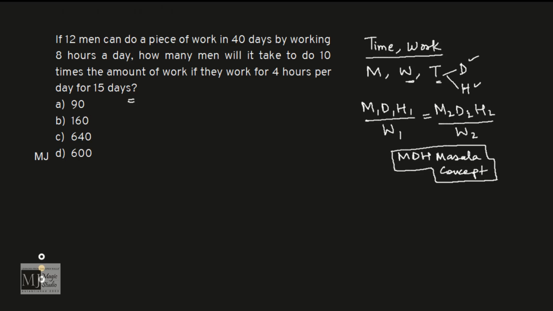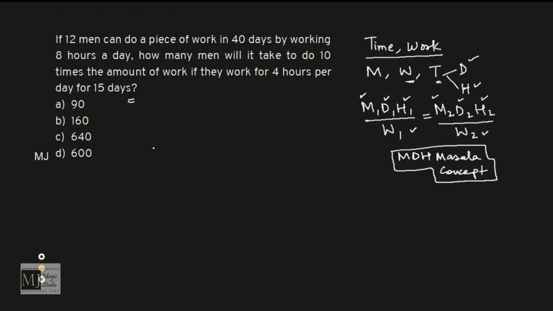MDH: M1, D1, H1 by W1 equals M2, D2, H2 by W2. We need to be very sure that the units of measurement of these M, these D, H and W should all be the same. Then only these units of measurement would be cancelling out and we will end up getting some result.